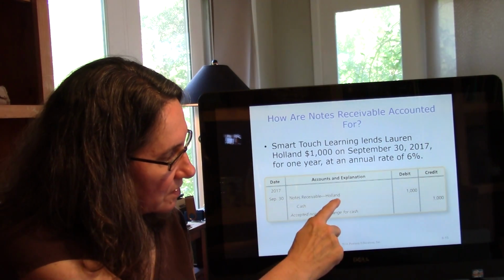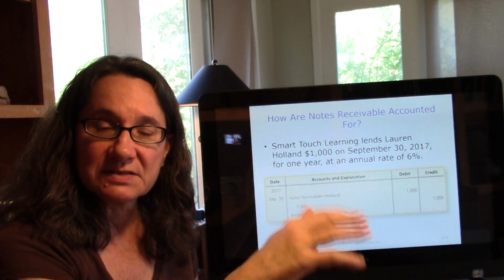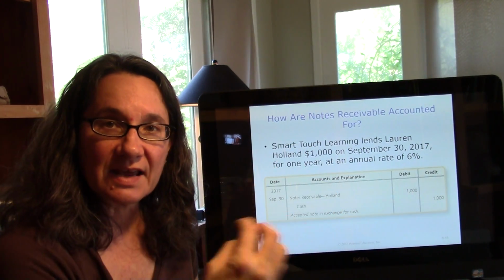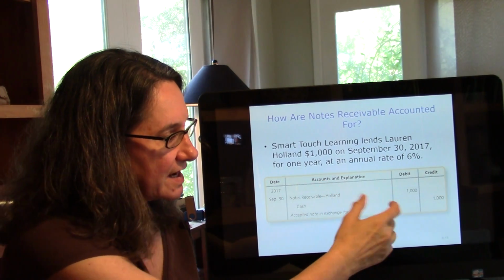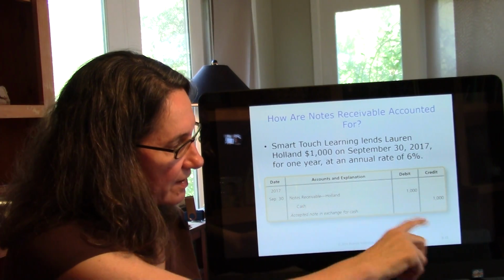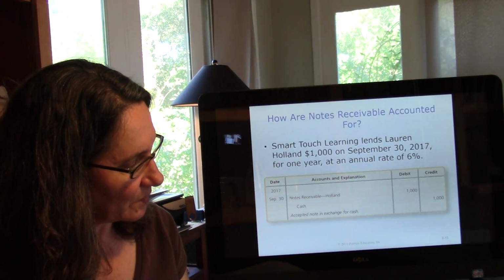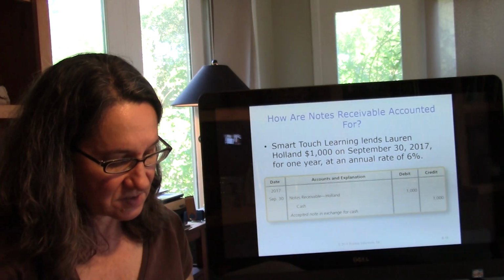Note receivable, right? So a note receivable is an asset, right? We're working our way down the balance sheet, so it's an asset. Receivable, we're going to get cash in the future. So note receivable is an asset, so we debit that as it increases, $1,000. But when we paid her out, we gave her some cash, so that asset decreased. So debit note receivable, credit cash, $1,000.